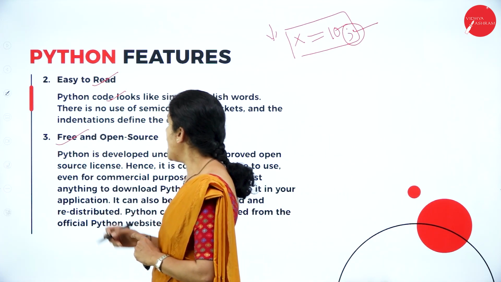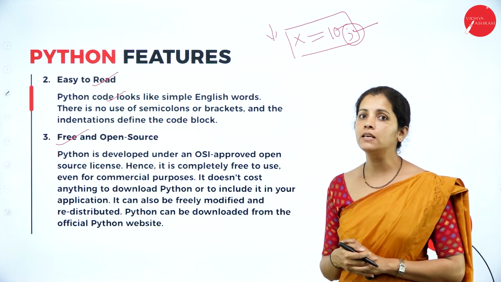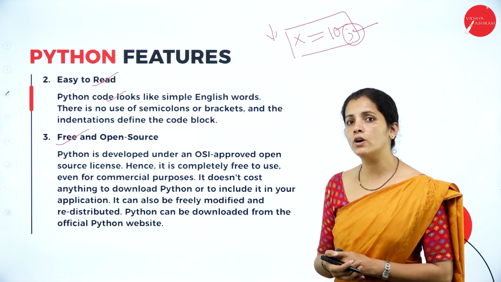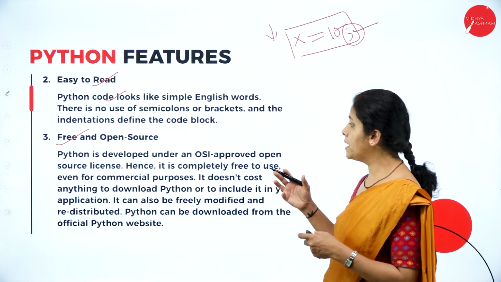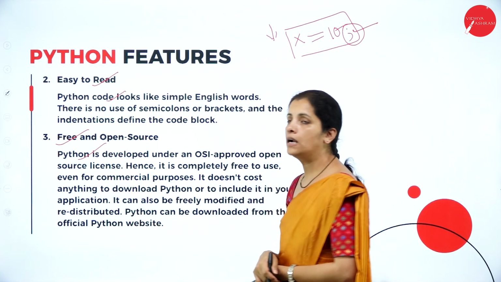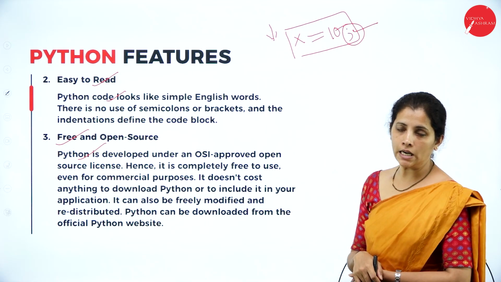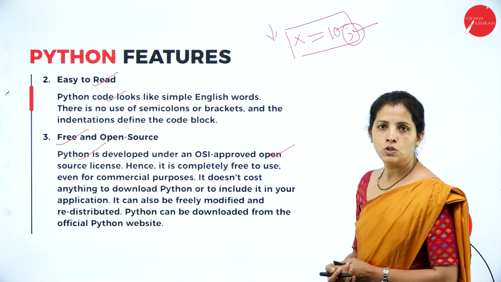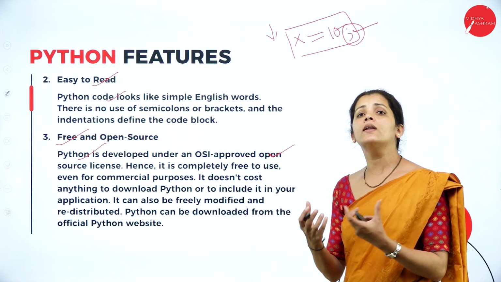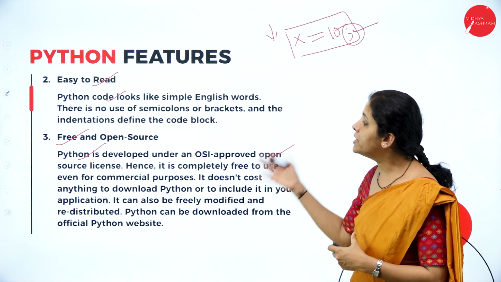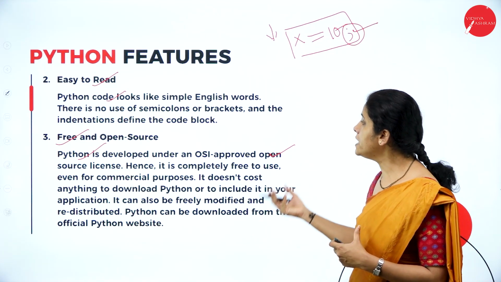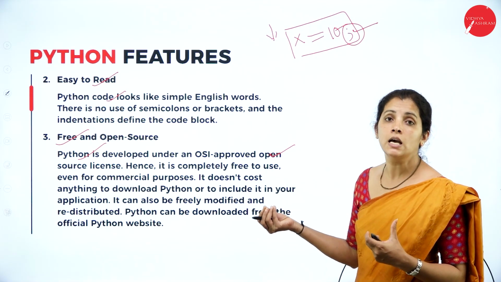Okay, free and open source. So free in the sense, there is no need of paying money. Open source in the sense, without paying money, you can use this software. Okay, fine. So Python is developed under an Open Source Initiative approved open source license. So it is freely available to the whole community of users. So it is free software. Anyone can download, install and use it. So it is a freely available open source license.